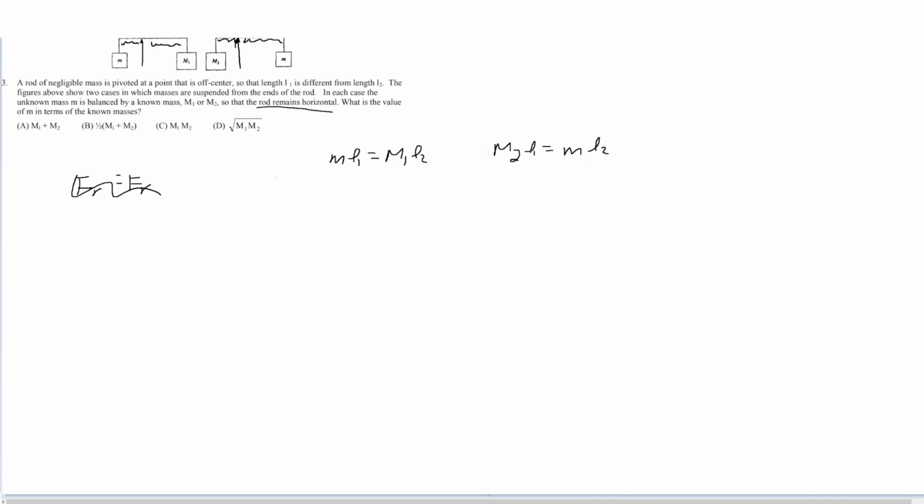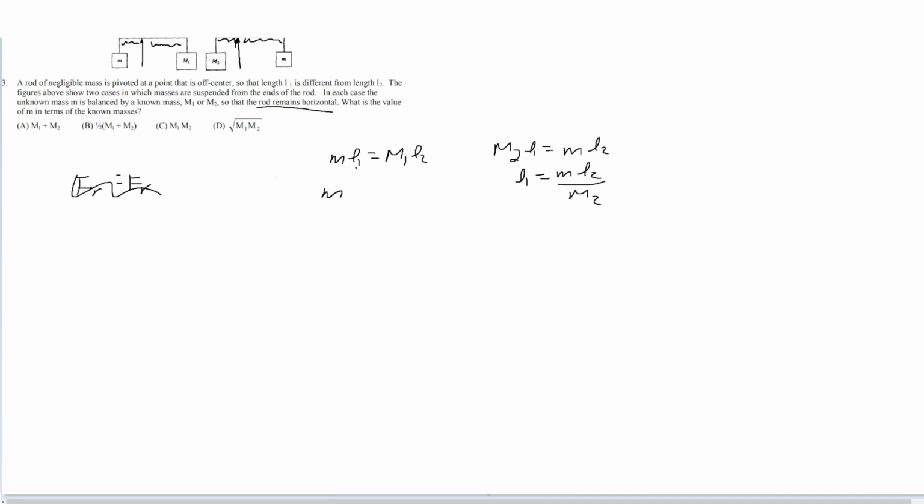So we want to get M by itself. How can we do that? Well, we need to either get rid of L2 in this equation or L1 in this equation. So I'll just get rid of the L1 in this equation. Either way, you're going to get the same answer. So we need to substitute L1. Here we can say L1 equals M L2 over M2.